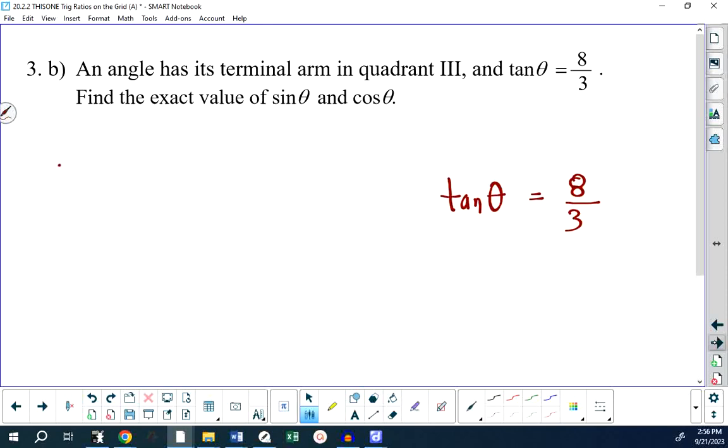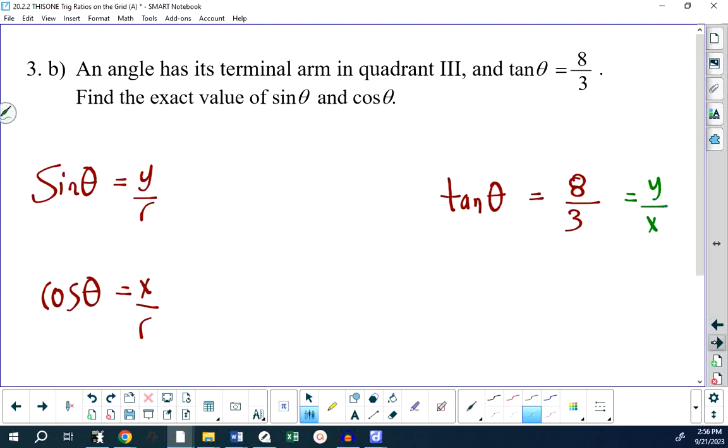You're asked to find sine of theta, which is y over r. You're asked to find cosine of theta, which is x over r. Is that a fair assessment of this question? Okay. So you know that tangent of theta is y over x. And that means y equals 8, x equals 3, and to find r, use the Pythagorean theorem.